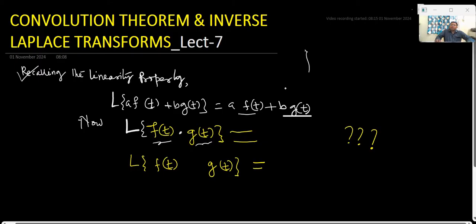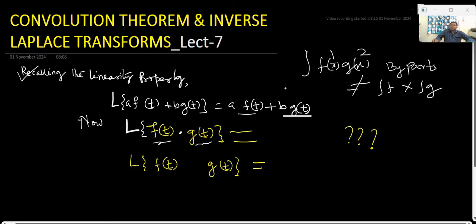If I ask you the integral of f(x) into g(x), here we are using integration by parts. But it cannot be simply f and simply g. Similarly, here it cannot be Laplace of f times Laplace of g. So how to overcome this?